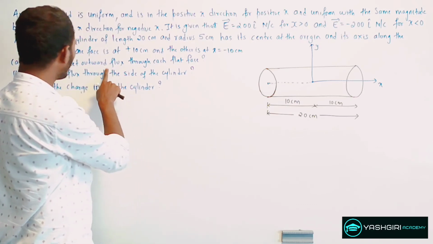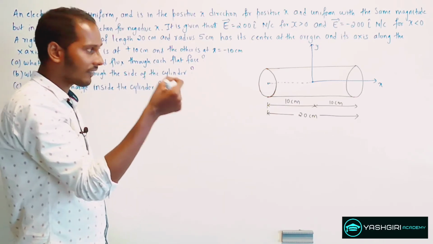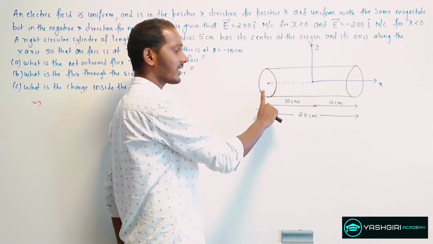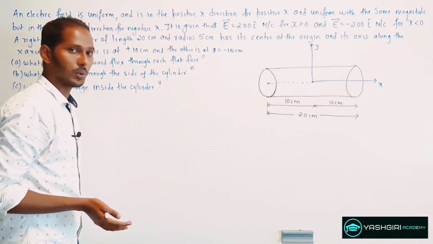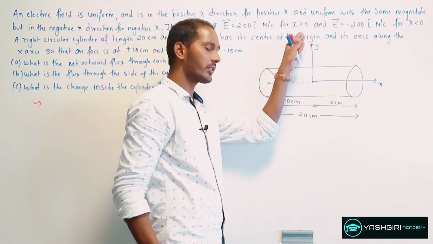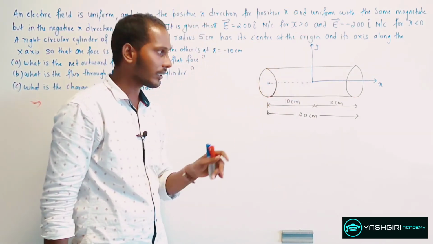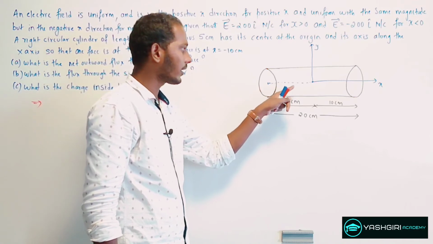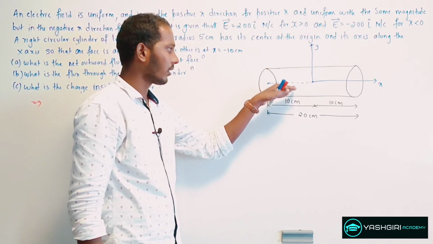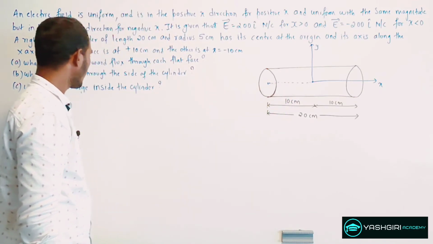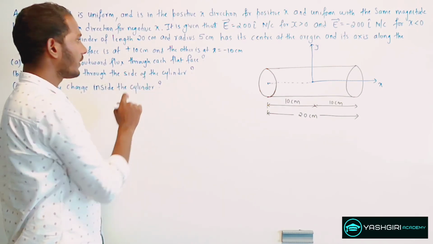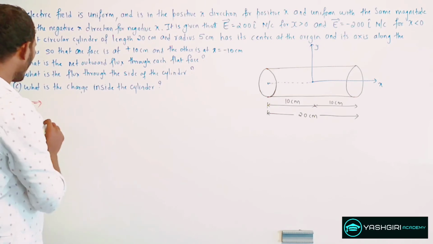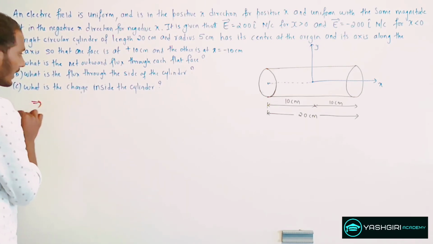And here we are told to calculate, in the first question, the net electric flux through both the flat surfaces. So here there are two flat surfaces. Second question is to calculate the electric flux through the curved surface, and the third question the net electric charge enclosed by this Gaussian surface. So that is asked.